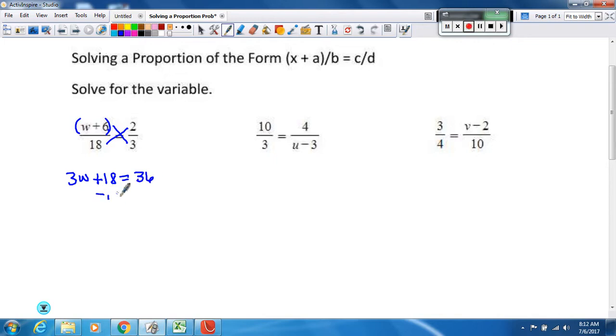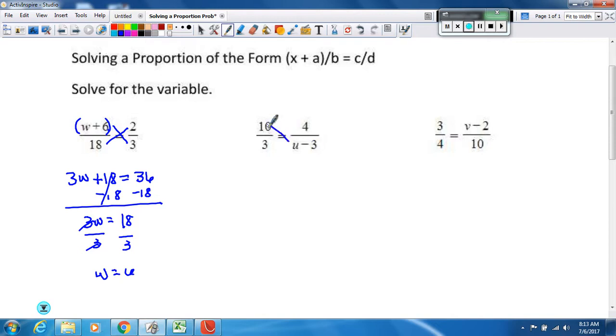I'm going to subtract 18 from both sides. 3W equals 18. Divide both sides by 3. W equals 6.